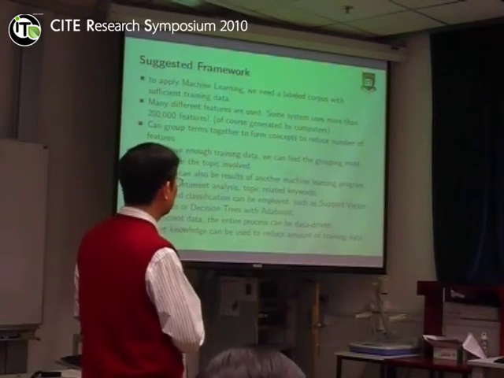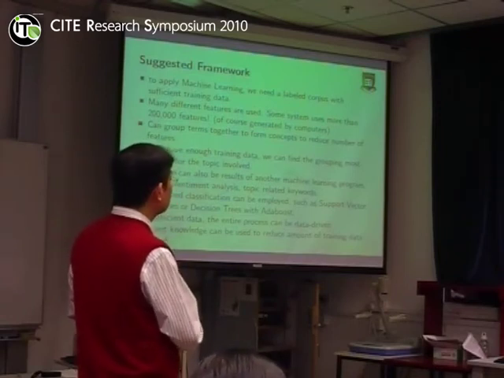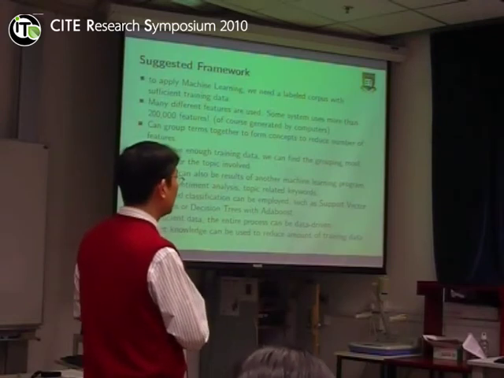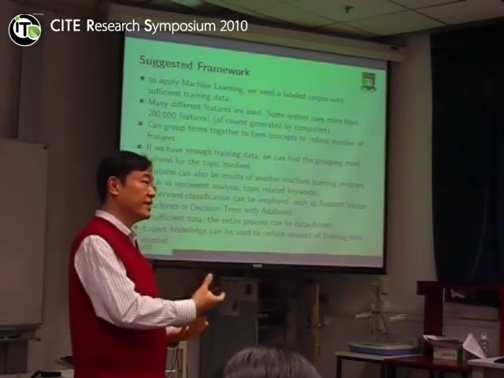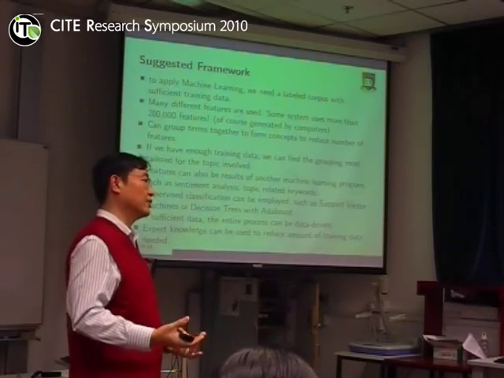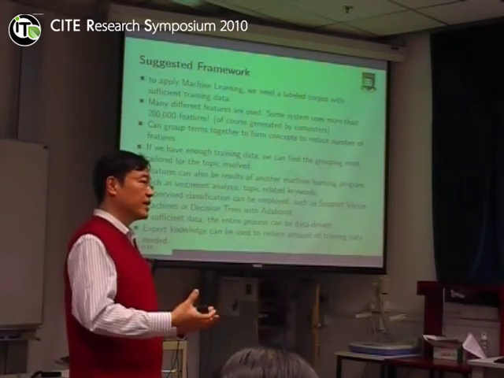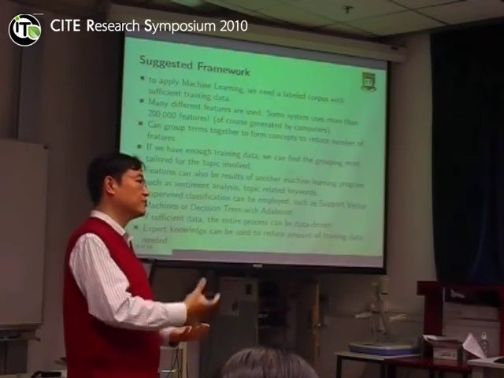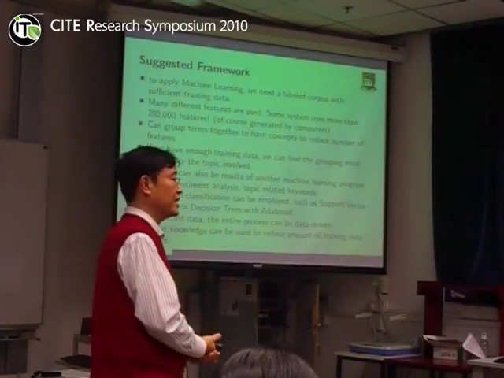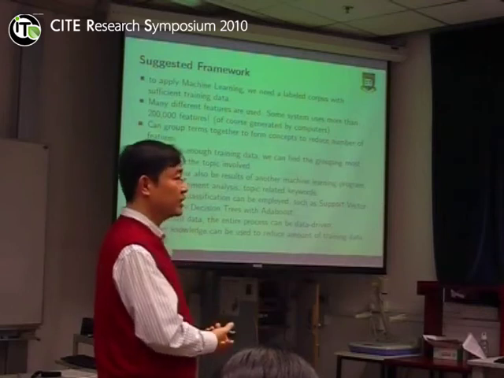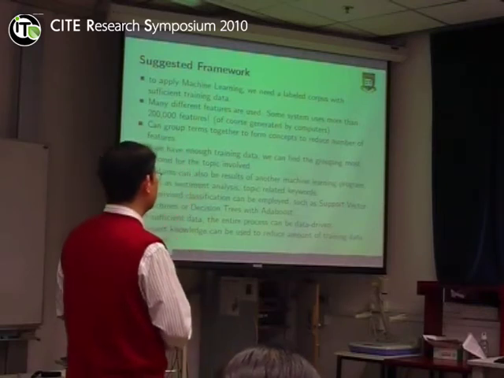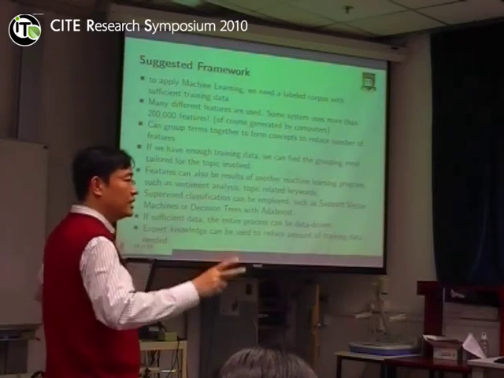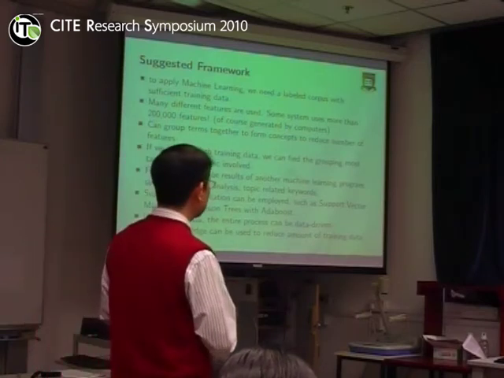Features can also be results of another machine learning program, such as sentiment analysis and topic-related keywords. All these may be another machine learning process. By learning from the sentences, you come up with the opinion, the positive or negative, the subjectivity or objectivity of the sentence. Some topic-related keywords also need to be found by machine learning programs. After all these, we can do a supervised classification.